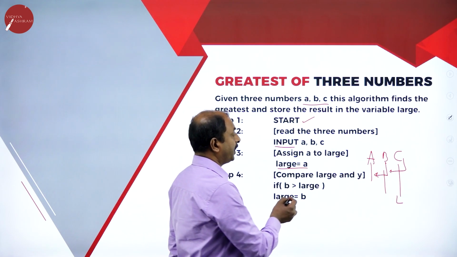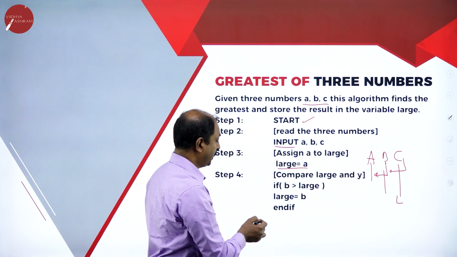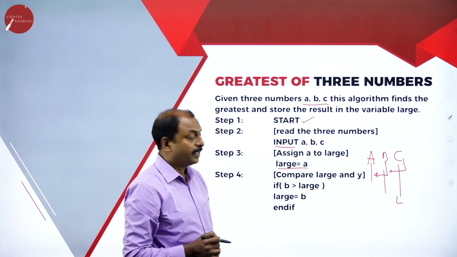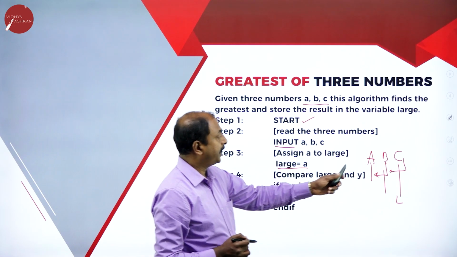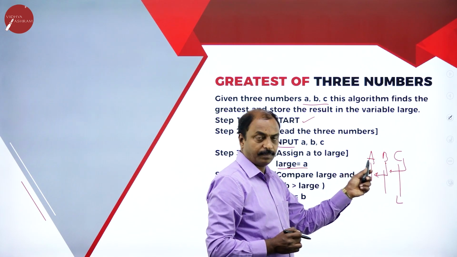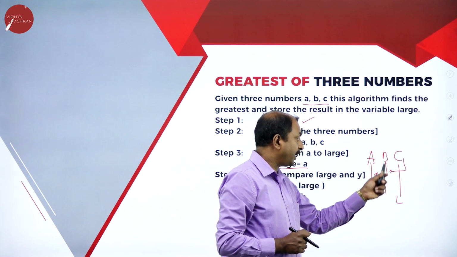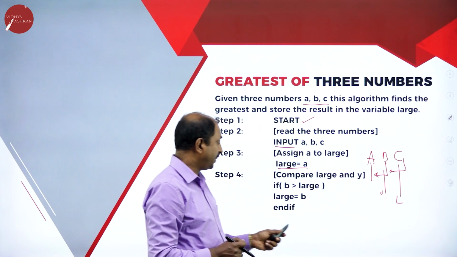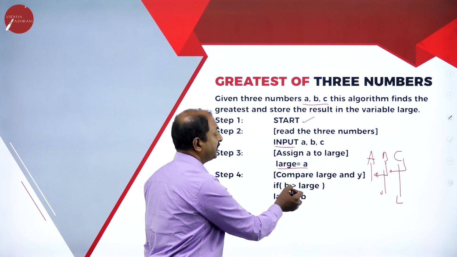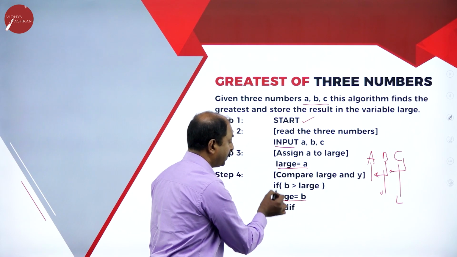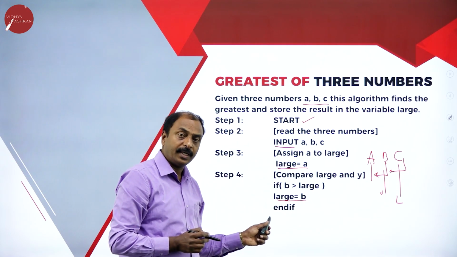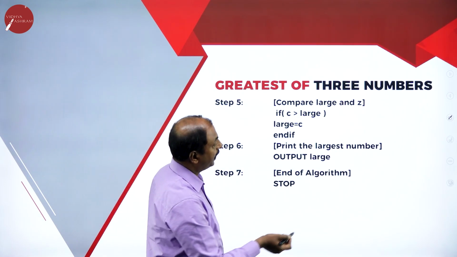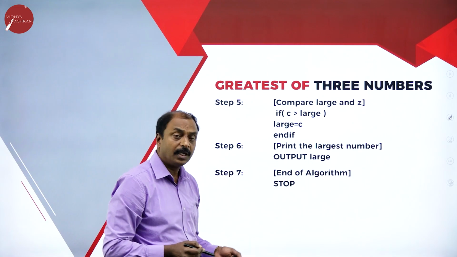So then next one is I'm comparing the second number. If B is greater than large, then large equals B. This is a statement here. So the second number, if this is greater than the first number, then we have to assign that the second number B will be the larger. So accordingly, if the second number is greater than large, obviously large equals B. This is one condition. Next, after this, step number 5 is I'm comparing the last number C.